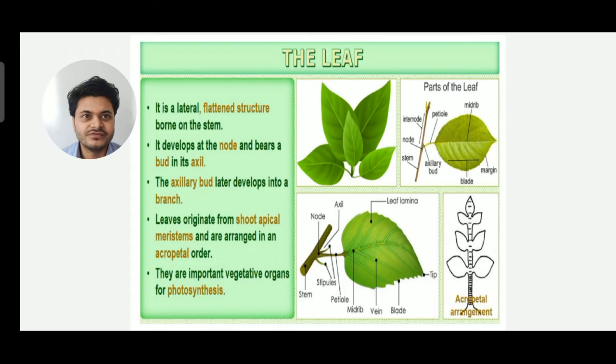Alright, you can see the different parts of leaf. You can see internode, nodes, stems, axillary buds, petiole, midribs, blade, margins, everything I have given. So in a leaf there are mid veins, mid ribs.